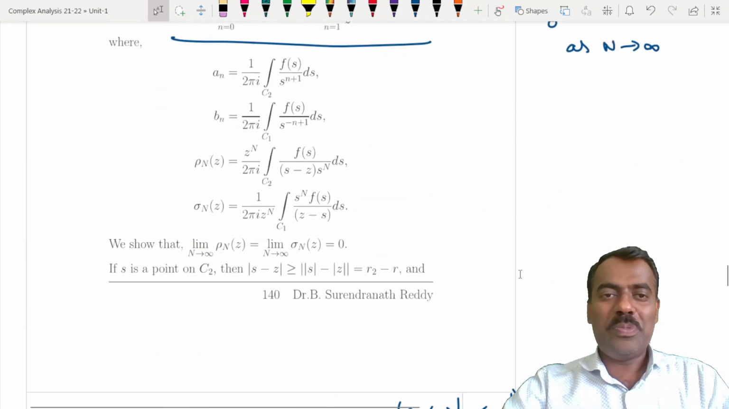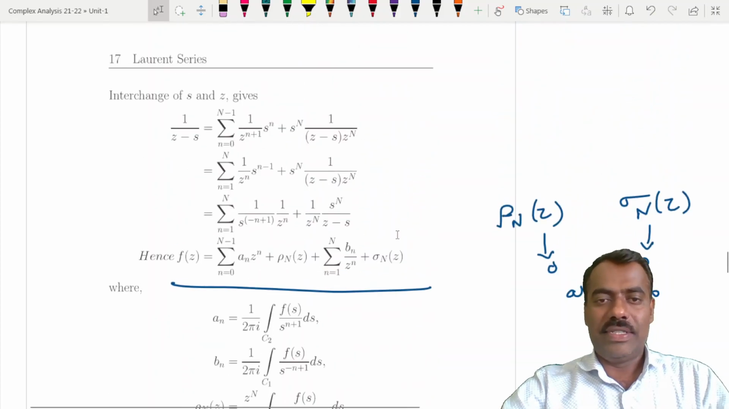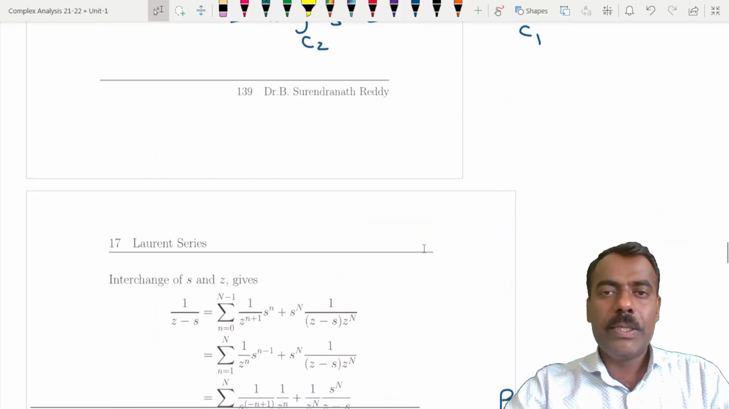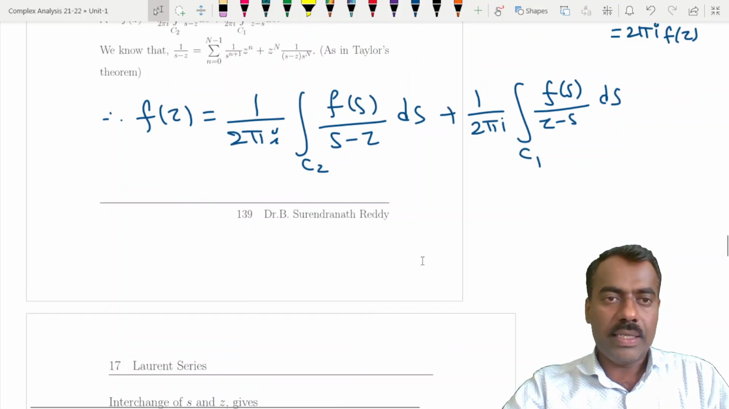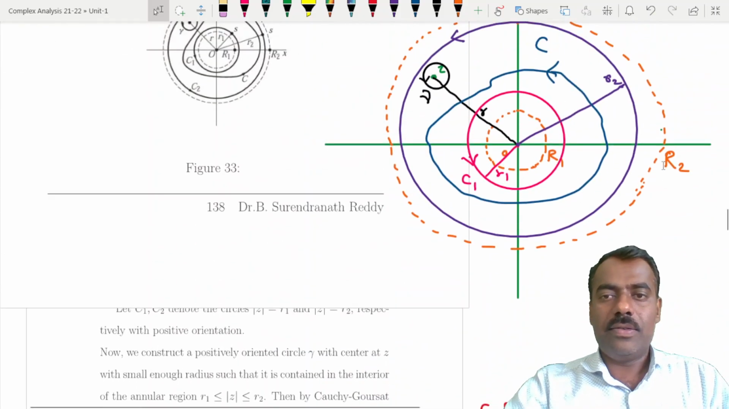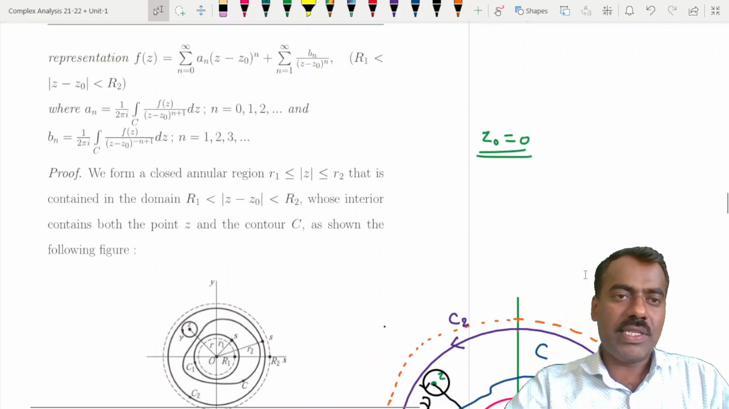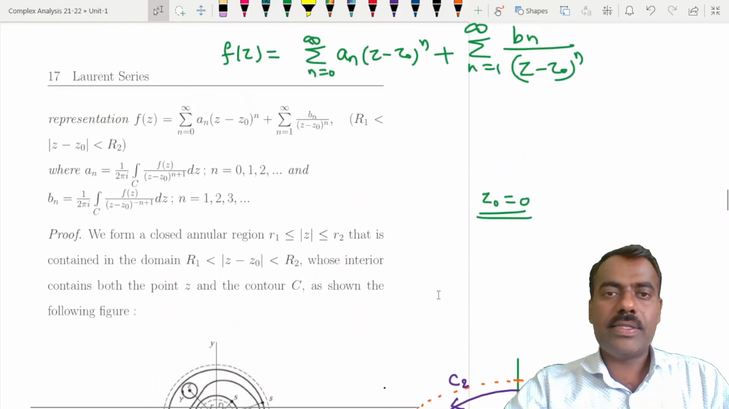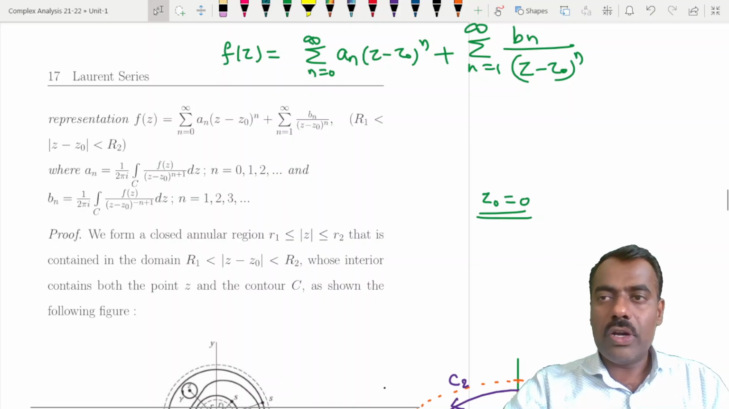I hope the only thing I skipped is these simple calculations, and those are all elementary, one can do it. If you still have any doubts, you can ask me. Next class we'll discuss examples of how one can find the power series representation of given functions, whether they are analytic in an annular domain. So we'll stop here.